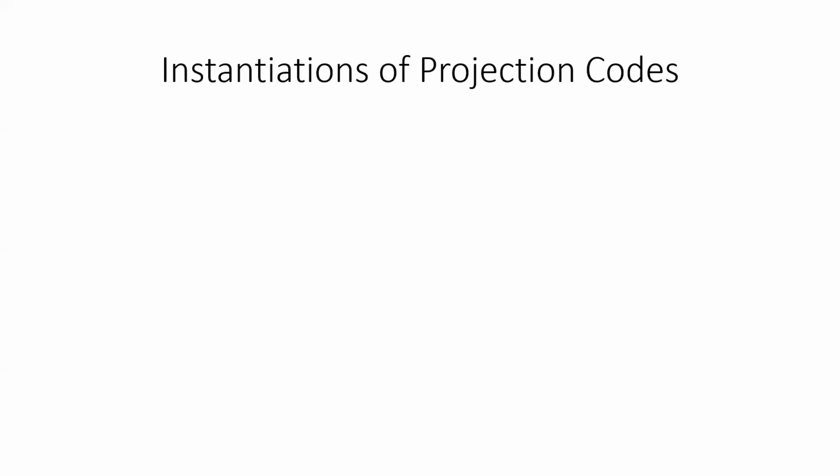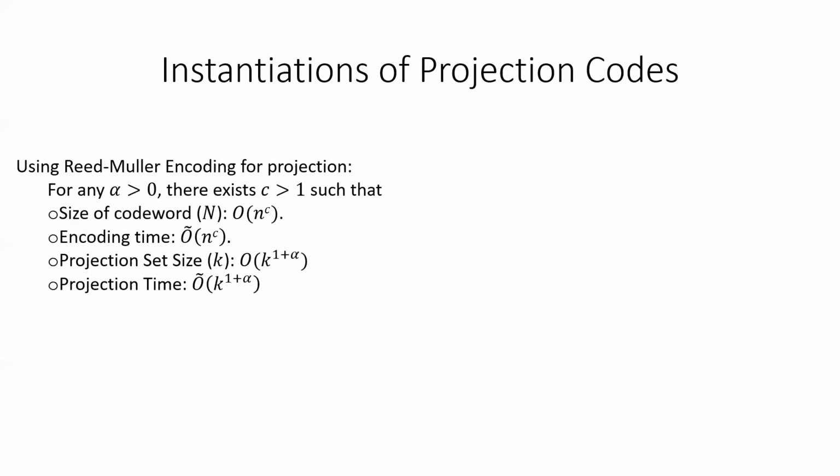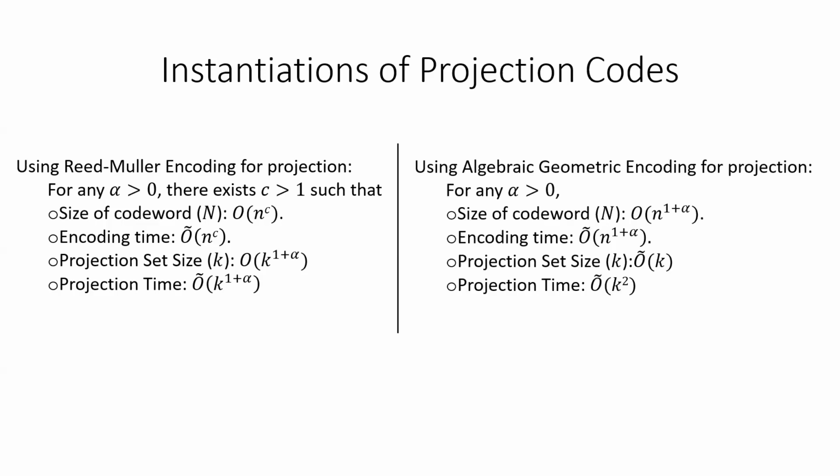Now, based on how we instantiate the underlying projection code, we have two instantiations of our construction. If we use Reed-Muller encoding for projection, then we have a protocol in which the encoding time is polynomial in the size of the message, and the projection time is quasi-linear in the size of the message coordinates in the online phase. And if we want an instantiation of projection codes in which the encoding time is quasi-linear in n, then we can trade for projection time. That is, the projection time would be quadratic in k. And notice that these two instantiations are the reason why we had two different results for our SR-gram construction.